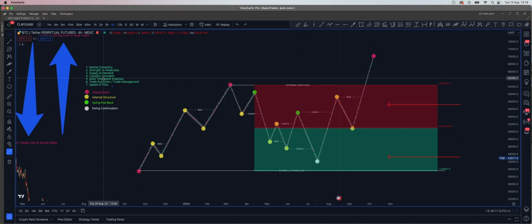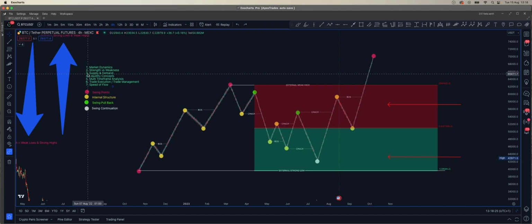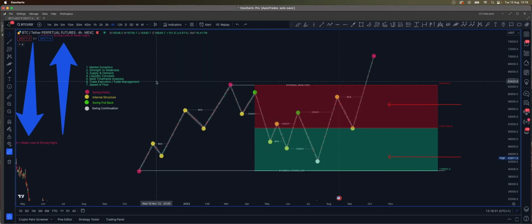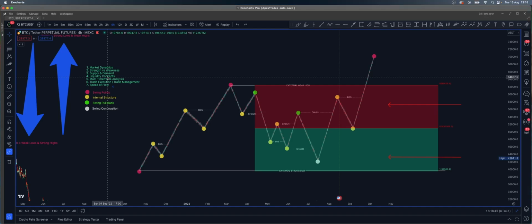We have not covered liquidity concepts. We have not covered supply and demand. Really, all we've covered is market dynamics, strength and weakness. These 3 concepts here, multi-time frame analysis. We've covered a little bit of multi-time frame analysis, but nowhere near enough. These next couple of concepts, the supply and demand and the liquidity concepts, are really the differentiator between those who are profitable and those who are not. And so I'll see you guys in a few seconds just to cover the second topic.